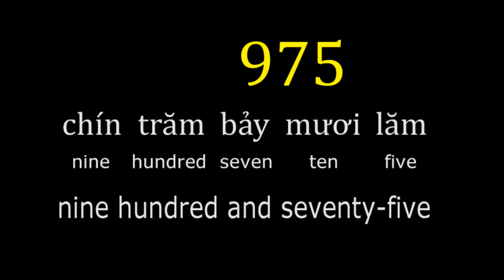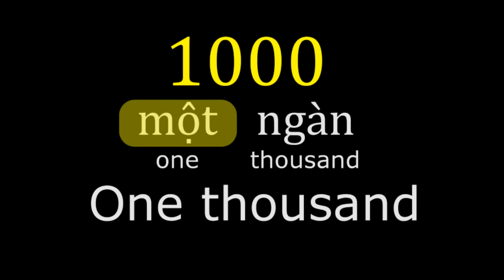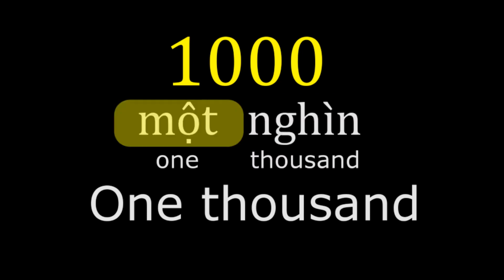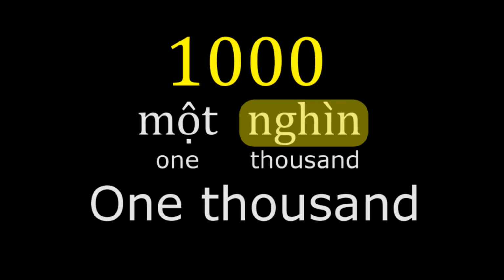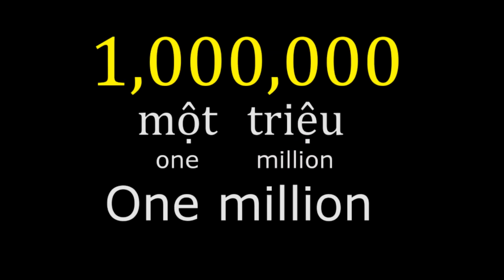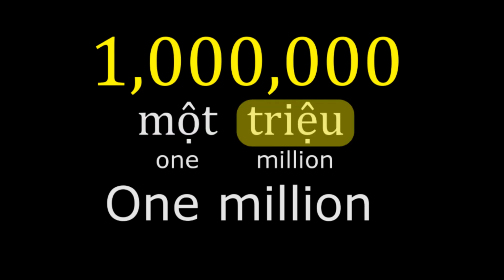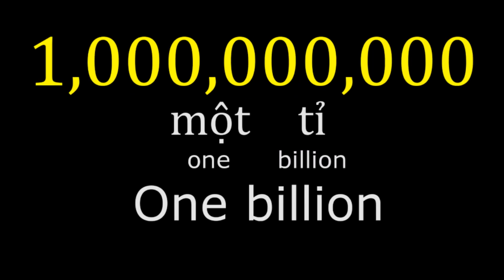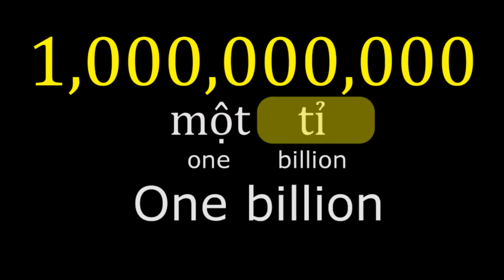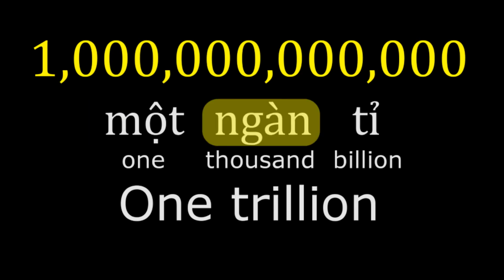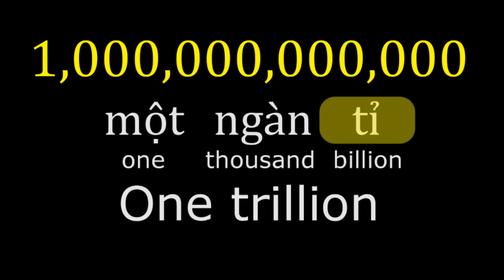Now we can go to 1000. Ngàn means 1000. Nghìn also means 1000. For 1 million, it is 1 triệu. Triệu is the word for million. For 1 billion, it is 1 tỷ. Tỷ is the word for billion. 1 trillion is just 1000 tỷ, 1000 billion.